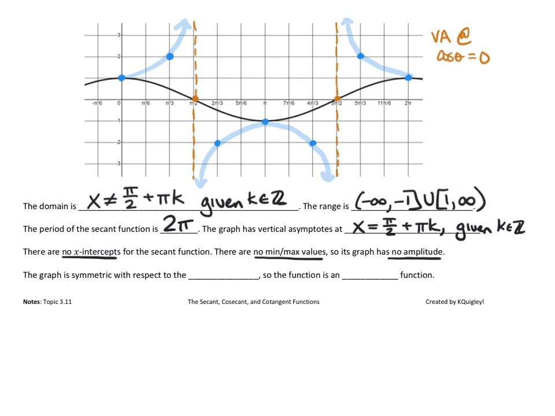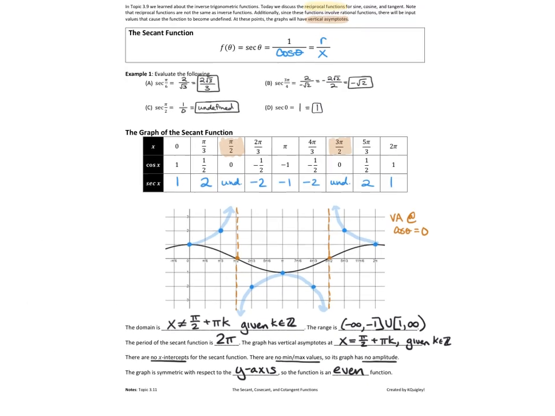Because I could take this function and fold it along the y-axis, when I fold it along the y-axis, that means it's symmetrical to the y-axis, and that means that this is an even function. That is the graph of the secant function.